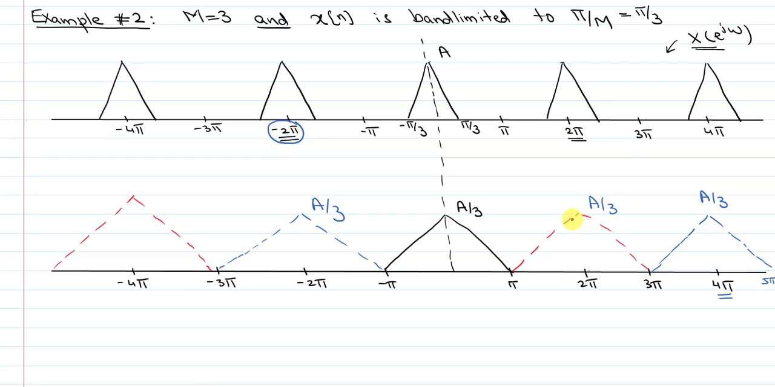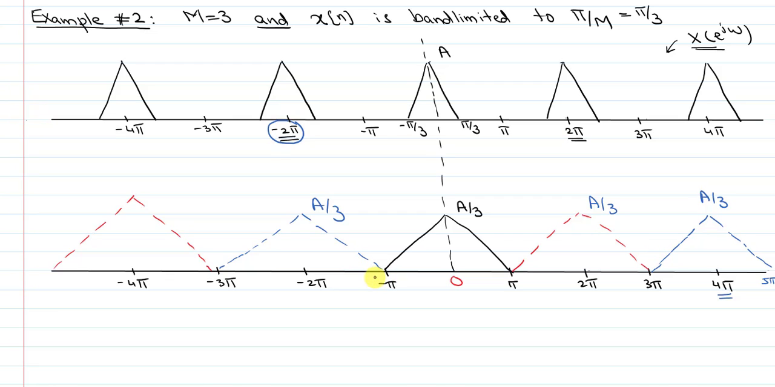So just to recap, when we have M equal to 3, we get 3 summations in our formula. We get 3 copies. The principal copy is at 0, and then at 6 pi and minus 6 pi and so forth. Then we shift that to 2 pi, and we get this red version at 2 pi and this red version at minus 4 pi. We shift that further to 4 pi, and then we get this blue version at 4 pi and this blue version at minus 2 pi.